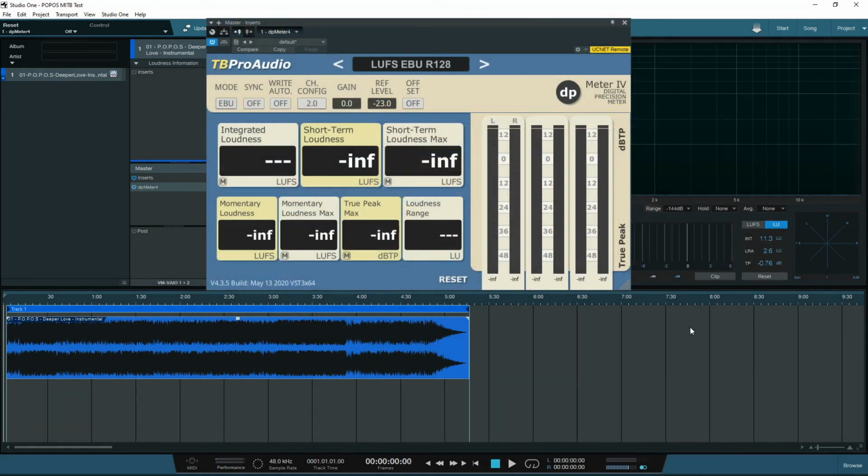Okay, so I just want to show you guys the P.O.P.O. Audio DP Meter 4, which is one of the 2 free loudness meters we featured in the loudness metering video. The song in question that we're going to play is the song Deeper Love by P.O.P.O.S, which is the instrumental version. And what I just want to show you is the loudness measurements that I use when mastering this song. So let's take a listen.